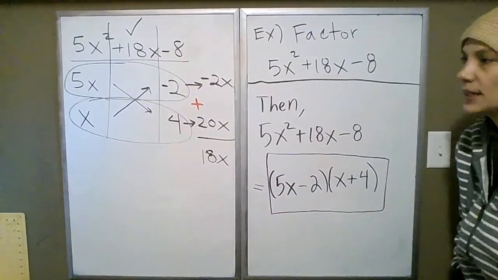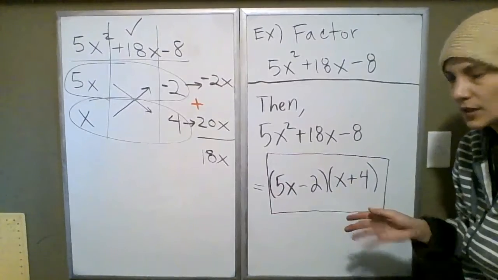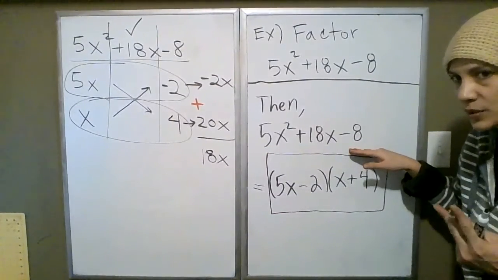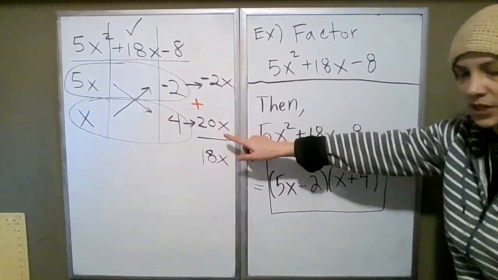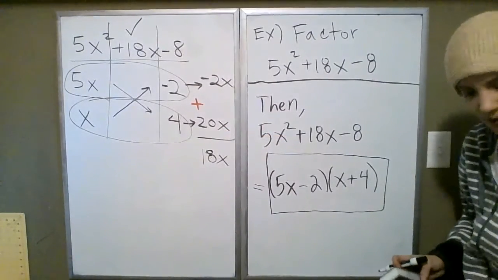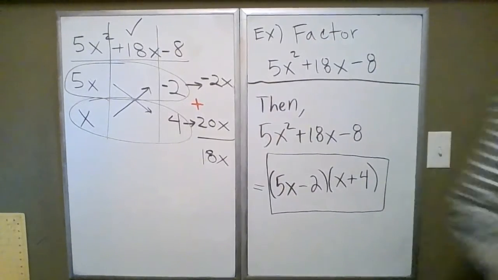So a place where these grids are really nice to use is when there's more than one variable. Like this has only one variable of x. But if there's 2 variables, I would use this guess and check. Like we're going to factor 3a squared minus 5ab minus 2b squared.